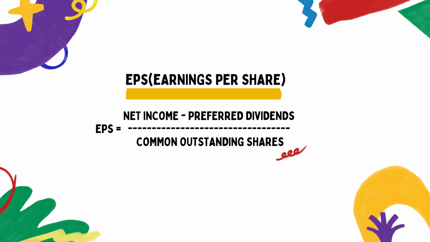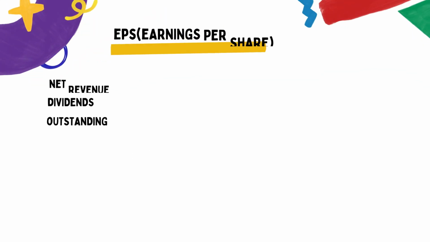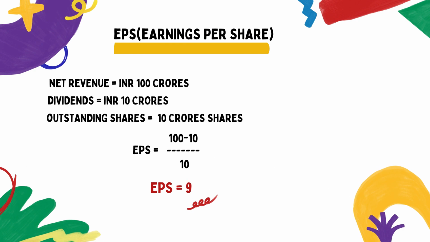If we take a simple example, say a company is making 100 crores and has 10 crore in terms of the total number of shares, and the company has distributed about 10 crore in profits in terms of dividend. Of course, I think 10 crore is too much for a 100 crore revenue company, but let's take that as an example for the sake of it. Then the EPS comes to about 9 rupees.